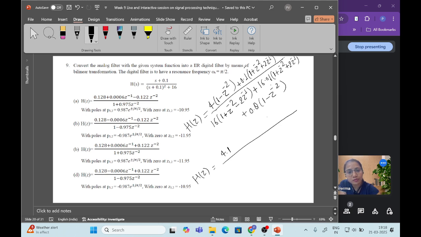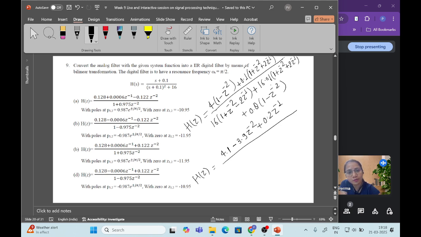Now 4 minus 4 z to the power minus 2 and 0.1, so here you will get minus 3.9 z to the power minus 2 plus 0.2 z inverse. Just open it, multiply inside, open it, add it, you will get this.